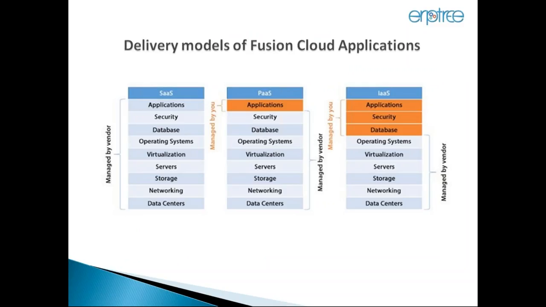So as we discussed the delivery models, what type of delivery is available? Based on that, the flexibility you have is what you will understand in this slide. When it comes to a SaaS application, you have application, security, database, operating systems, virtualization, servers, storage, networking, and data center, all maintained by the vendor, whoever gives you access to the application. You will not have any privilege to rewrite whatever you've been given, so you have to use the application the way it is available. The maintenance of the same is completely owned by the vendor, whether it is the application, security, database, operating system, or virtualization.